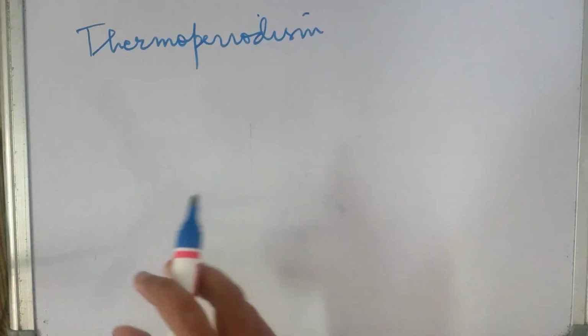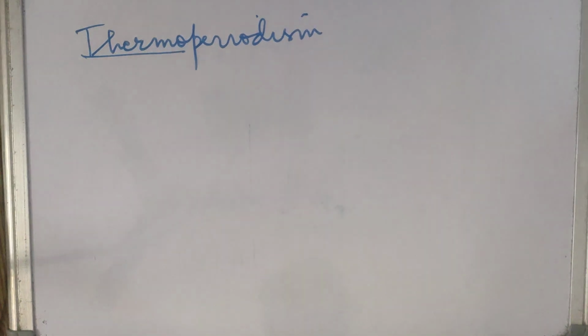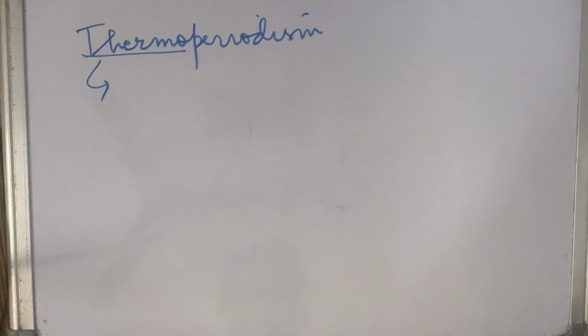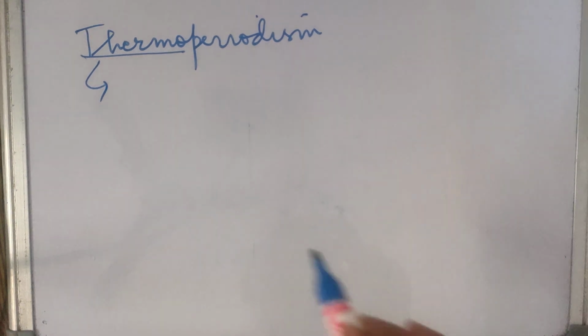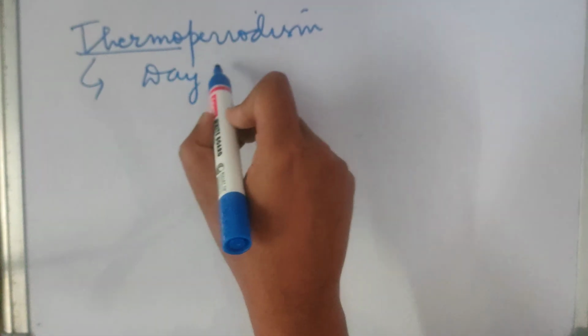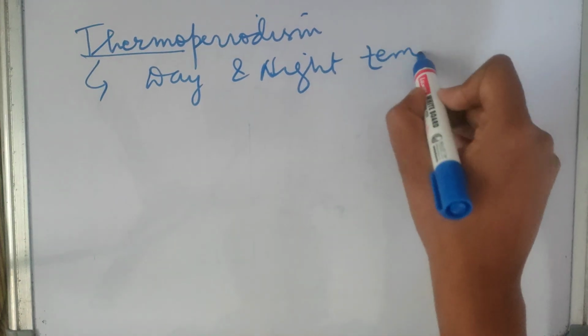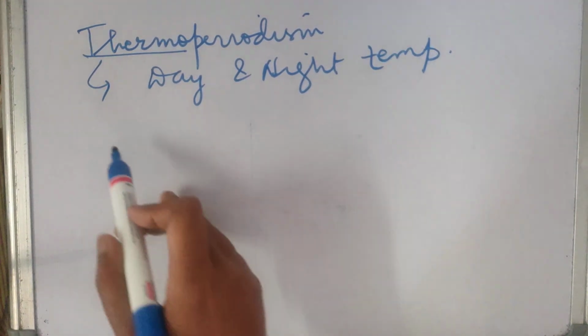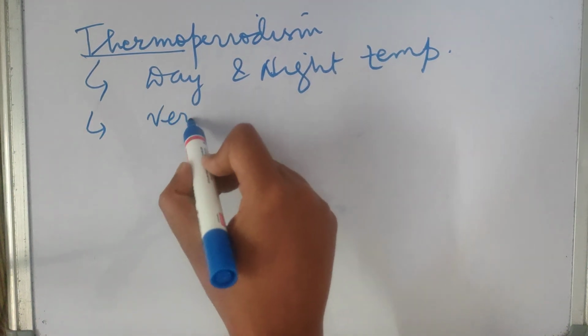From the word photo you can understand light. Here from thermo we can understand temperature. So it is the same. It is the growth and development promoted by altering day and night temperature. The physiological process for this is called vernalization.